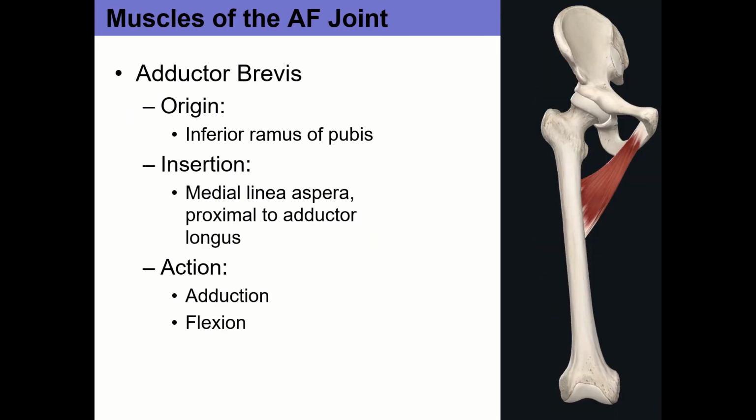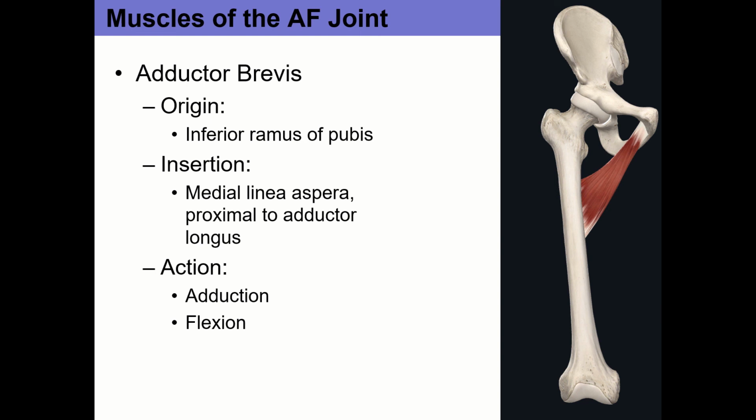And then the last one, adductor brevis. It originates from the pubis, also inserts along the linea aspera, but more proximal to the adductor longus. An adductor and a flexor. So your three adductor muscles then are adductor magnus, longus, and brevis.